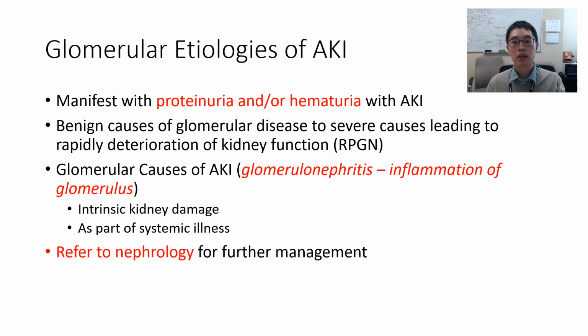There are many glomerular diseases that can lead to chronic kidney disease, and they can range from more benign cases, such as minimal change disease, to more severe cases that lead to rapid deterioration of kidney function, also known as rapidly progressive glomerulonephritis, or RPGN. Most glomerular etiologies of acute kidney injury will be relatively severe damage, such as part of a systemic illness. In these situations, it is always helpful to get us involved earlier so we can perform proper workup and start aggressive treatments for these patients to prevent permanent damage to their kidney function.